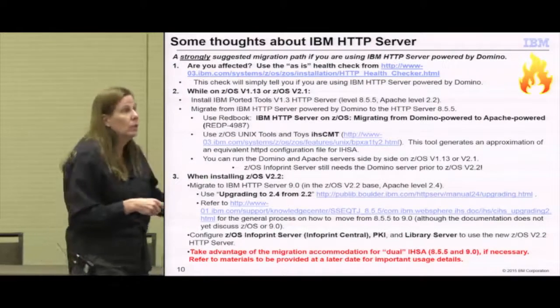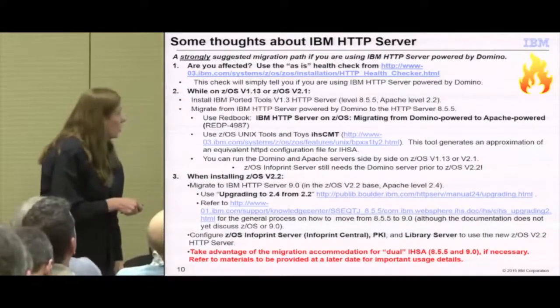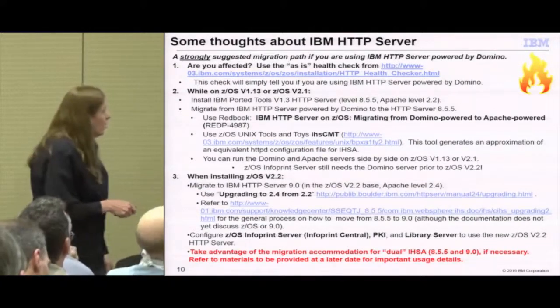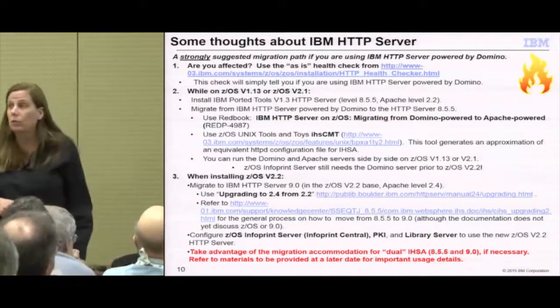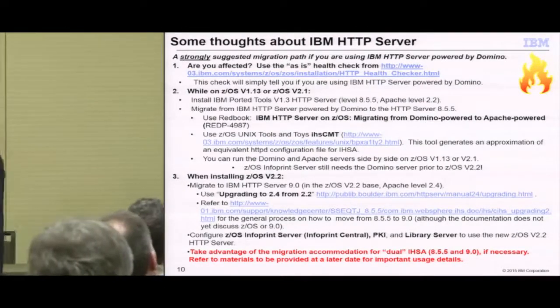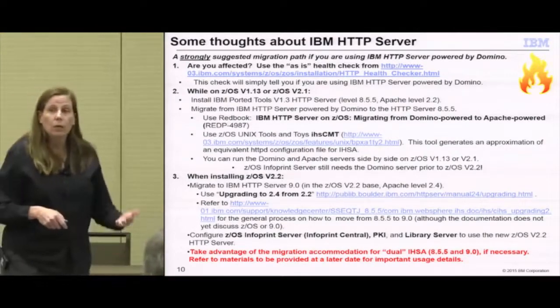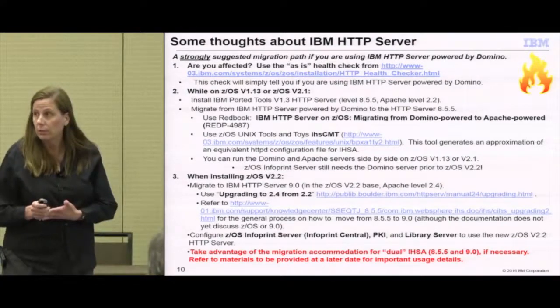Then when you're on 2.2, InfoPrint Server, InfoPrint Central can start using IBM HTTP Server 9.0. There are also some other functions within z/OS that need this higher level of Apache, and that would be PKI, Public Key Infrastructure, and Library Server as well. Okay? So you might have to make some very small changes to PKI and Library Server in order to run IHS 9.0 on z/OS 2.2.